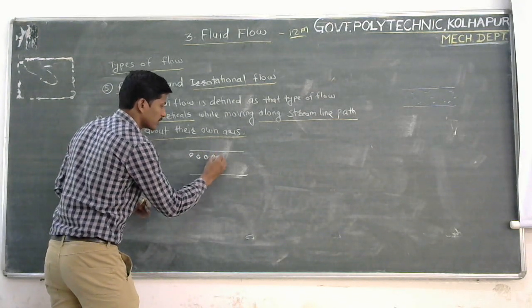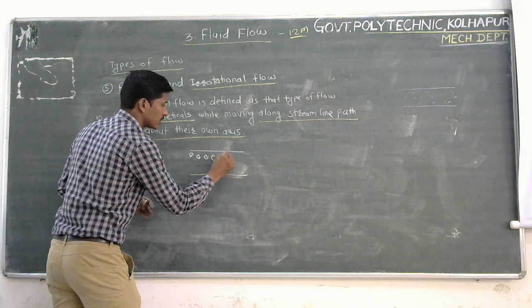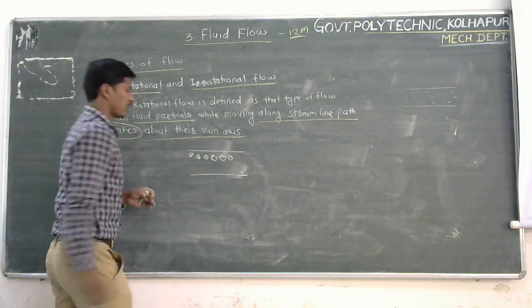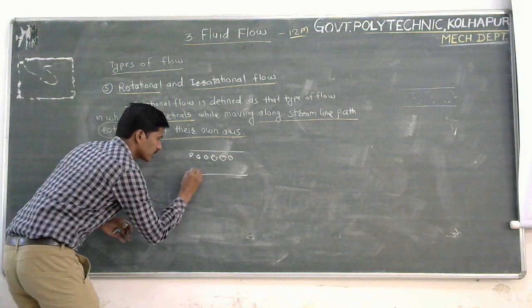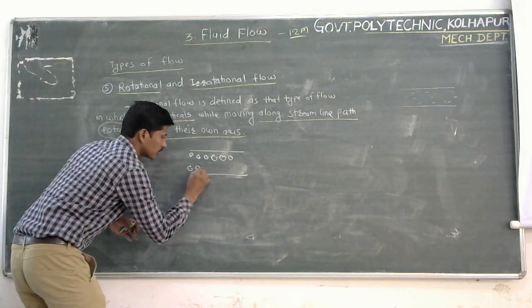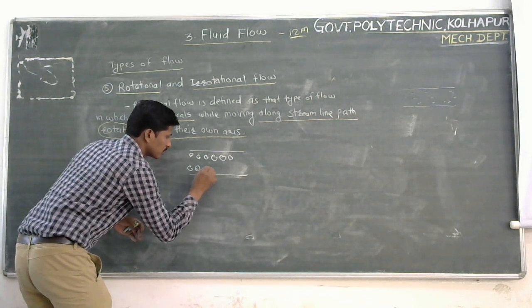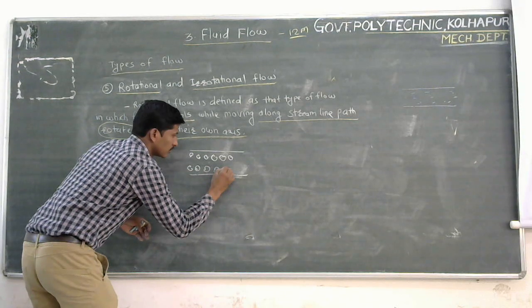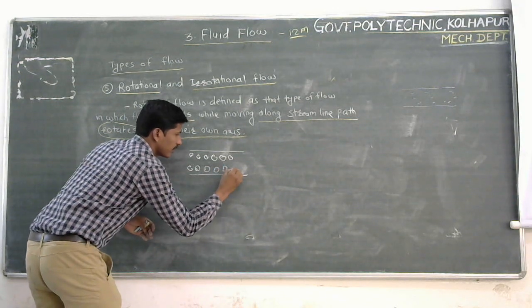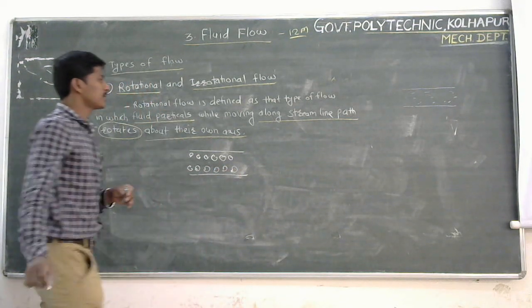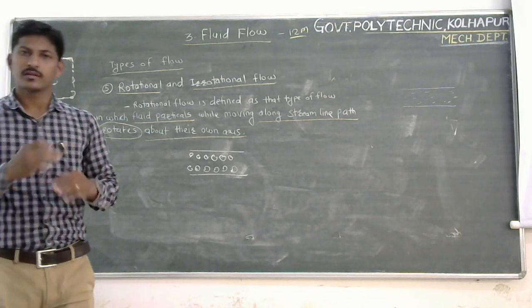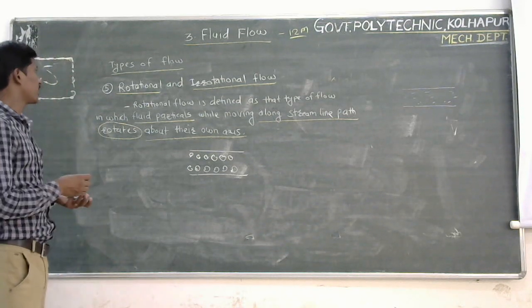Then it is called as rotational flow. While moving along streamline path, the fluid particles rotate about their own axis. Then it is called as rotational flow.